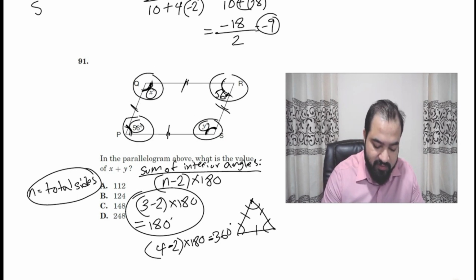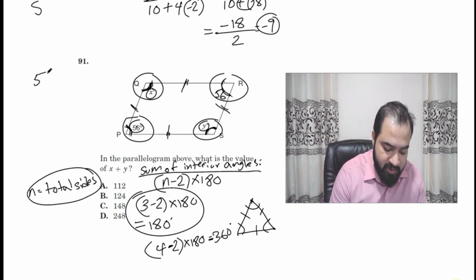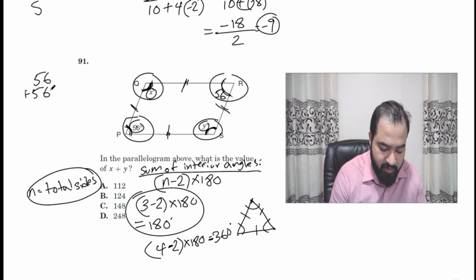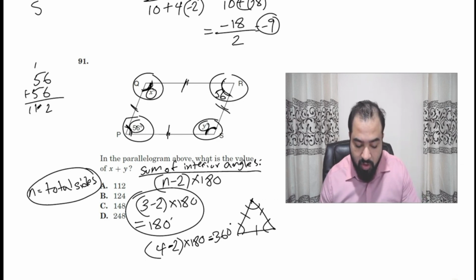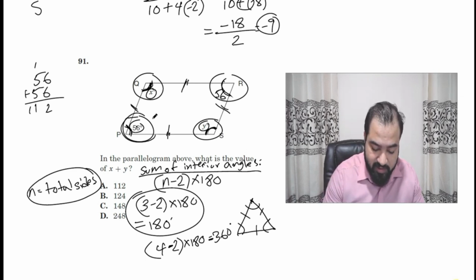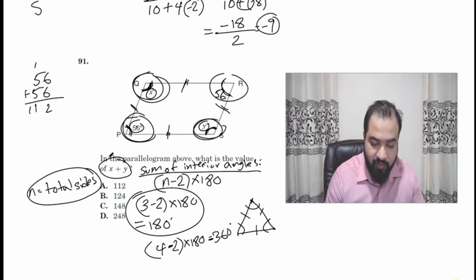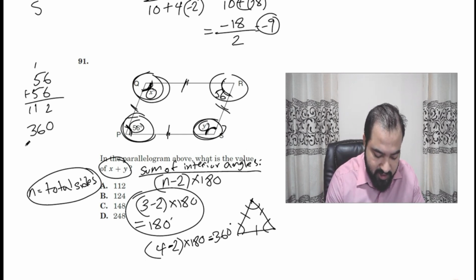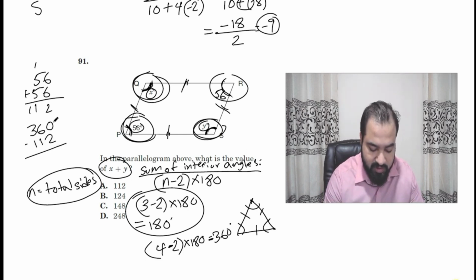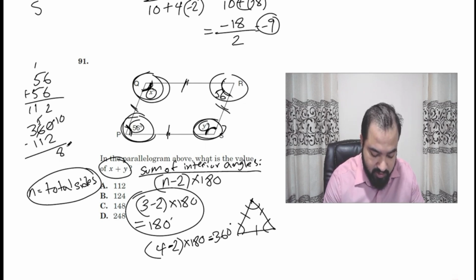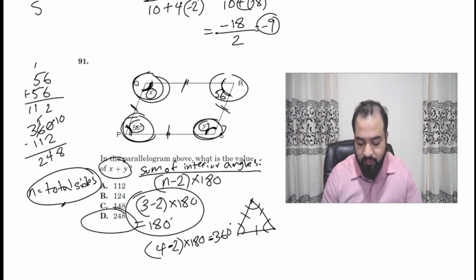Well, I know two of them are 56 and 56. So 56 plus 56, or you can do times 2, that's 112 already. And then we want to know what the other two angles are. Since they asked for the sum of x and y, we know that all four of them add up to 360. So we can do 360 minus 112. So let's see what we get. That's 10, and that's a 5. So 10 minus 2 is 8. 5 minus 1 is 4. 3 minus 1 is 2. So the answer will be 248.